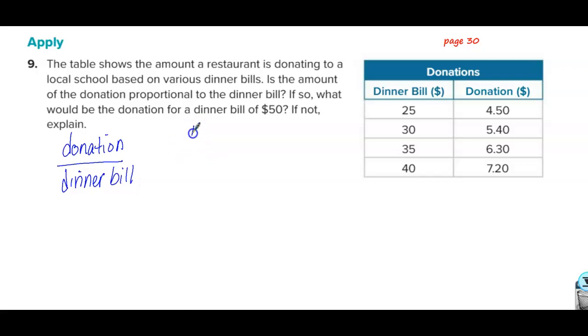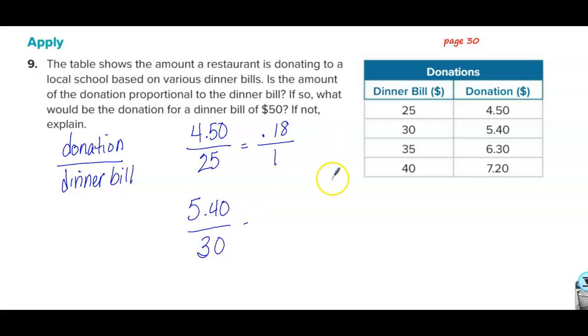All right, so if the donation is $4.50 and the dinner bill is $25, let's find our unit rate. What's $4.50 divided by 25? 18 cents. Okay. All right, let's try the next one. $5.40 divided by 30. And wouldn't you know it, it's 0.18.